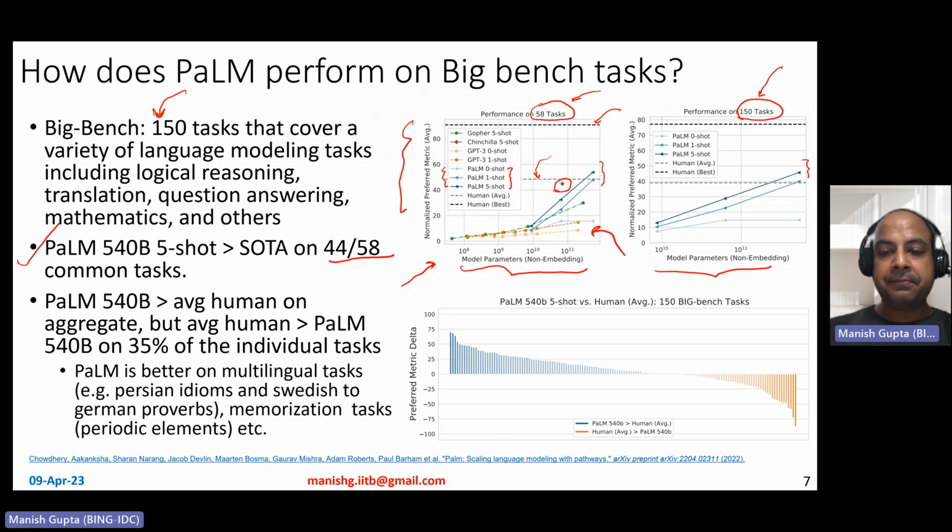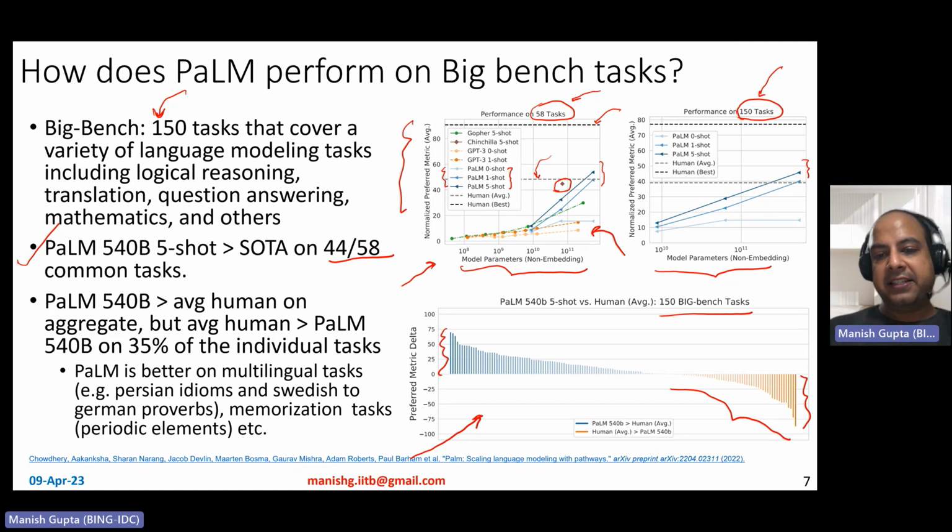Here is a more drill-down across tasks. This chart shows tasks on the x-axis and on the y-axis whether PaLM is better or human is better, across 150 tasks. For these blue tasks, of course, PaLM is better. For these orange tasks, human is better. The idea is that the PaLM 540 billion model is better than the average human on aggregate, but the average human is better than PaLM 540 billion on 35% of these individual tasks.